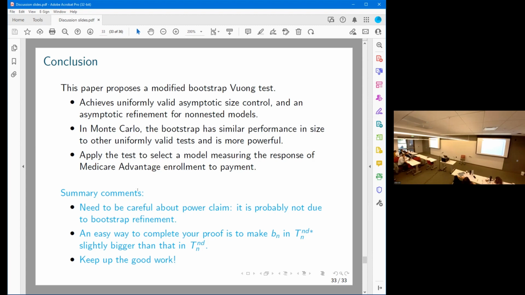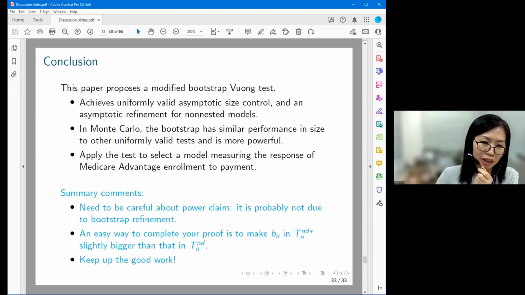So to sum up my comments, I would suggest to be more careful about the power claim. It's probably not due to the bootstrap refinement. There are a lot of differences between this test and the previous literature, not only bootstrap or non-bootstrap. So just be more careful about that. And also, there is an easy way to complete your proof. So you can try that if you haven't already completed your proof. In any case, keep up the good work.